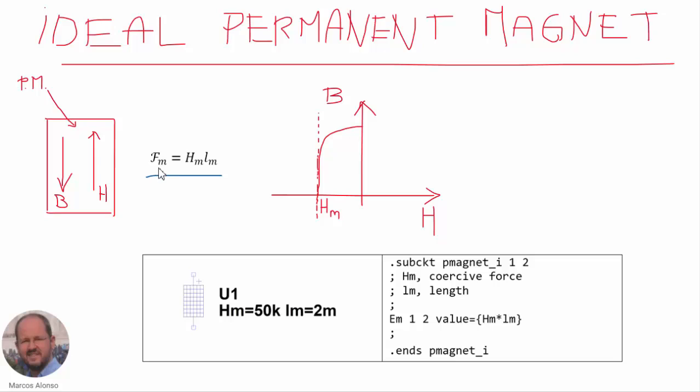The magnetomotive force generated by the permanent magnet is equal to the magnetic field intensity times the length of the magnet. So the implementation in SPICE will be like this. We are going to have these two parameters, HM and LM, and then the implementation is just made by using this behavioral voltage source, which is generating a magnetomotive force equal to Hm times Lm.